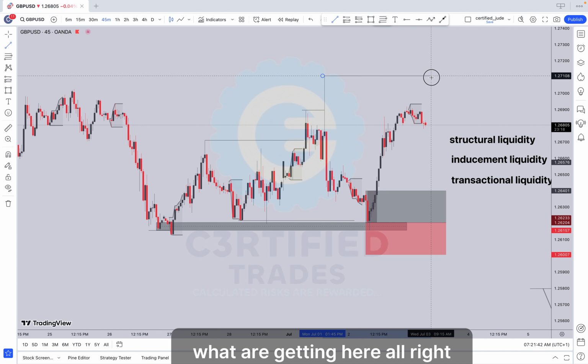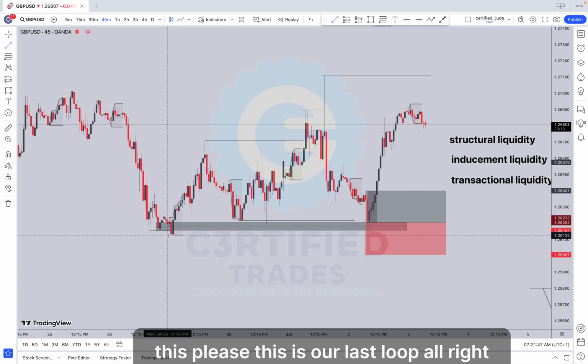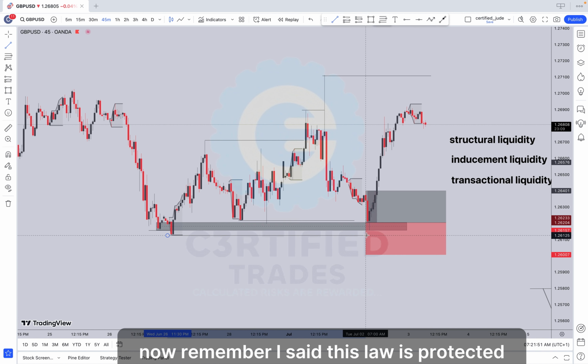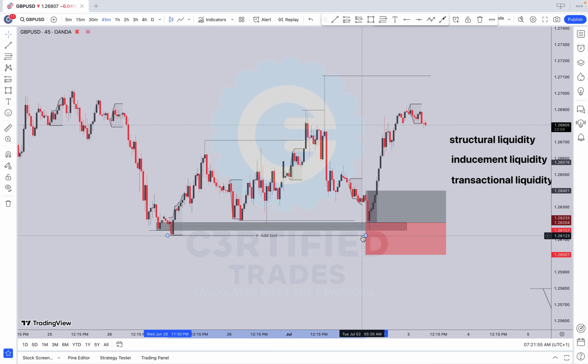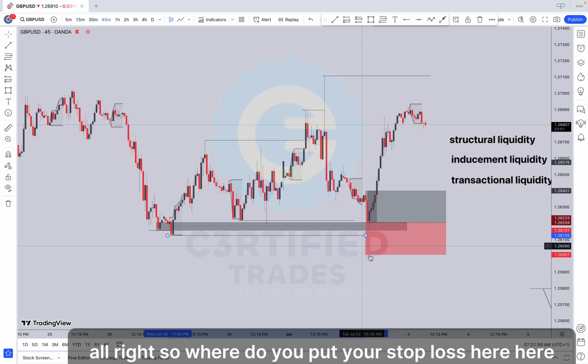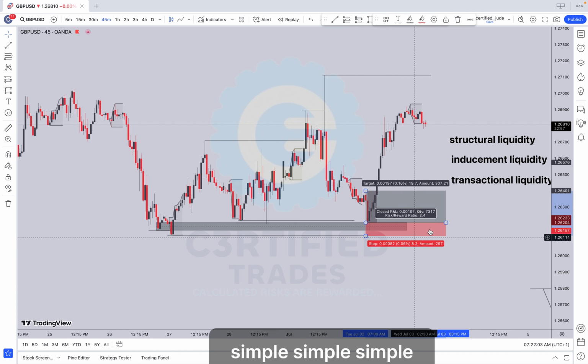Where is our last low? This place. This is our last low. Now remember I said this low is protected. There's nothing that will make the market break here. The market won't break here. So where do you put your stop loss? Here. Simple.